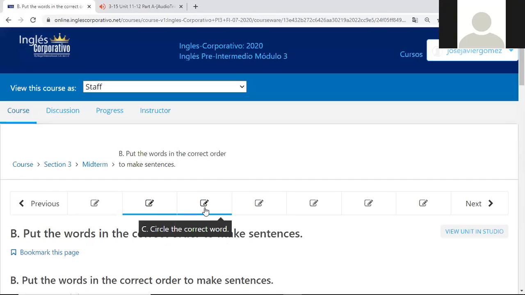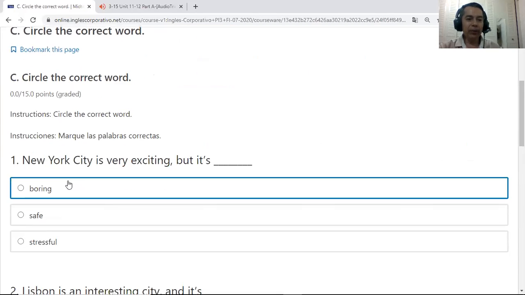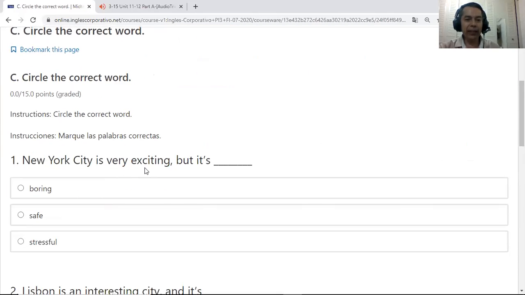Okay, now next one, please. Circle the correct word, right? Simple, right? For example, New York is very exciting, but it's... Si la ciudad de Nueva York es bien excitante, bien bonita, bien chiva, como decimos los salvadoreños, pero aquí debe haber algo contrario, algo opuesto a... Estresante. Sí.